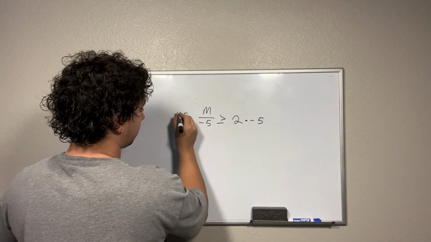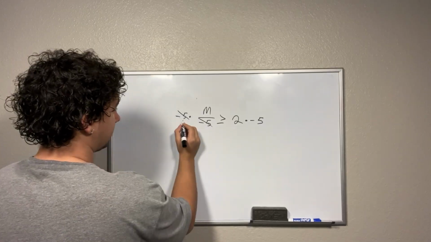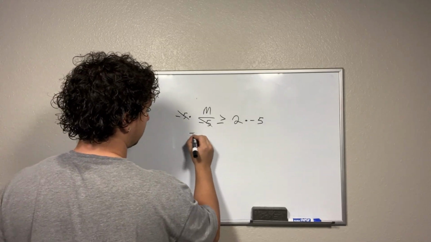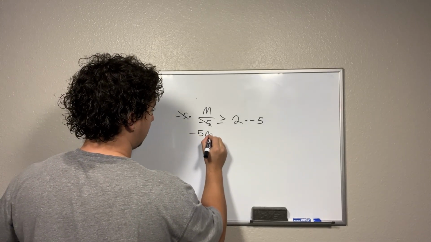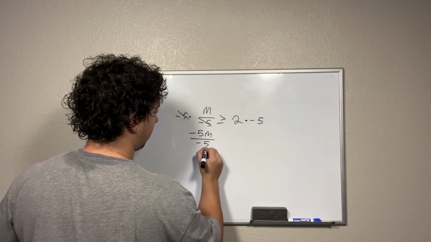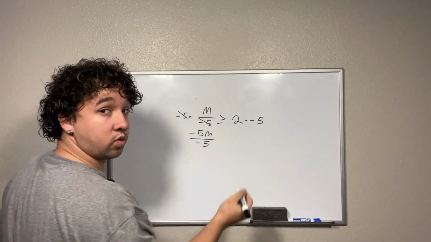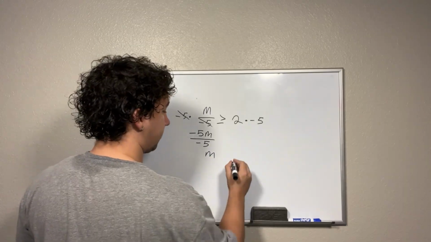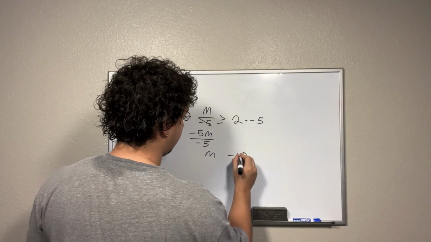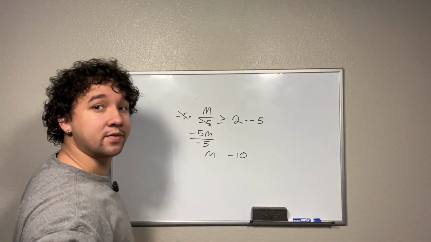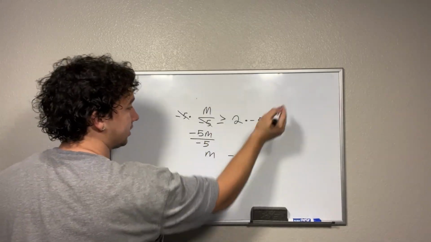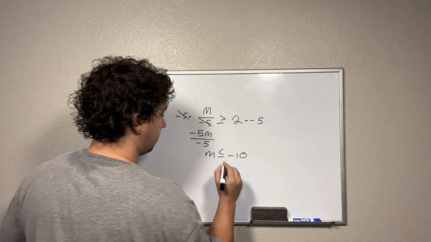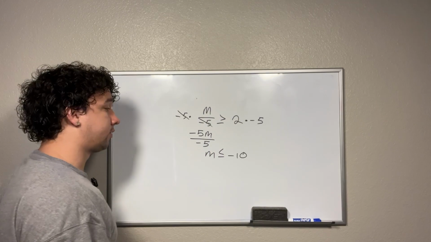Well, these are going to cancel out. The reason why is because if I multiply this out, let's just do normal. -5m over -5. Well, -5 divided by -5 is 1. 1 times m is m. And then 2 times -5, that's -10. And again, we're multiplying by that negative. That's that opposite idea. So the sign is going to have to flip, making m less than or equal to -10.